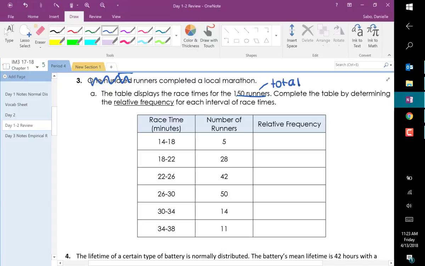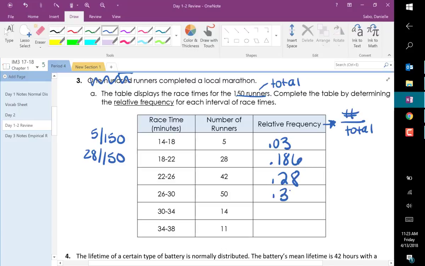And whenever you're doing relative frequency, it's the number that you're looking at divided by the total. So when you do 5 divided by 150, what do you get? 0.033. Good. And then what about the next one? 0.186. Good. And I'm going to write this out. All we're doing is 5 divided by 150, 28 divided by 150. And then I want you guys to check your answers on these other ones. And I might have rounded, so if it's a little off, it's okay, as long as you're somewhere in the area.